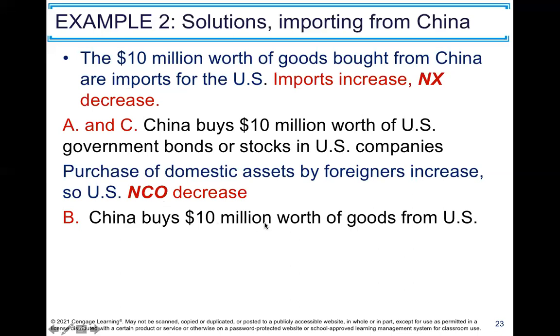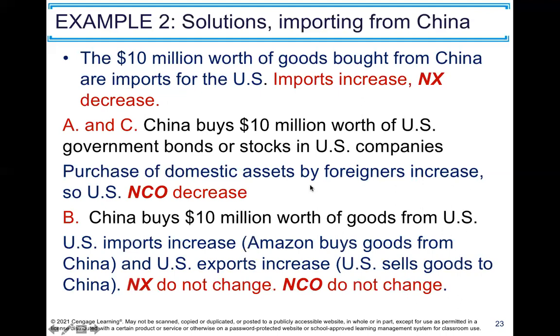What if China buys $10 million worth of goods from the US? Well, that's kind of like the example where we bought German shoes, where net exports do not change, NCO does not change, because they sent us $10 million worth of goods, and we sent them $10 million worth of goods. So imports increase by the same amount that exports increase. So as a result, net exports doesn't change. We send them over $10 million worth of stuff. They send us $10 million worth of stuff. Net exports is unchanged. NCO is also unchanged.